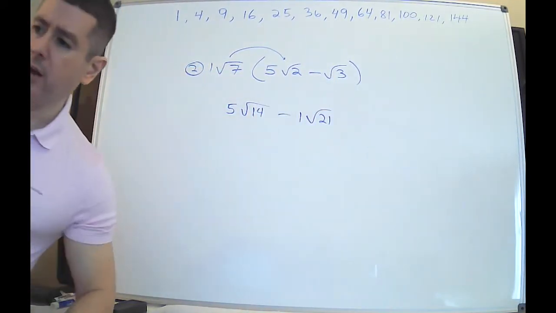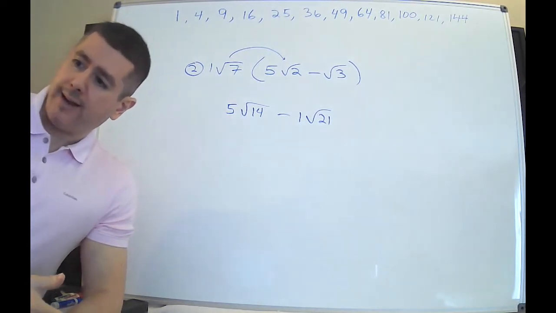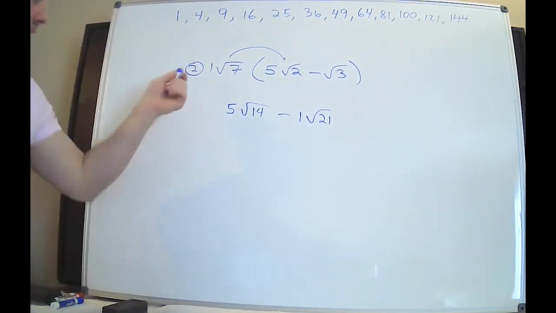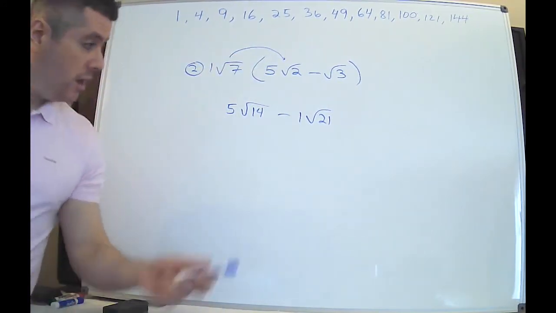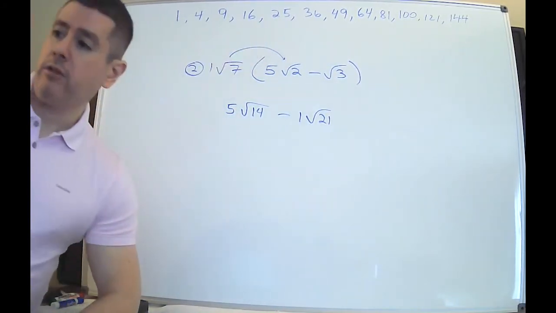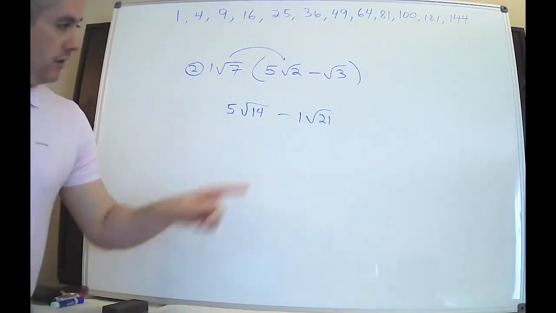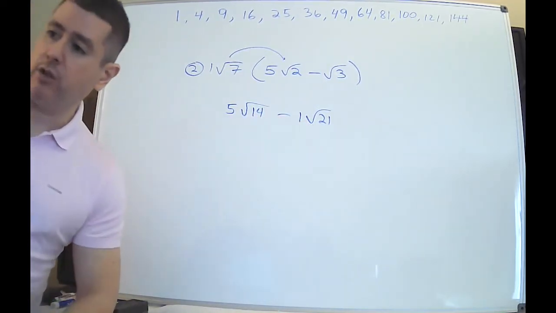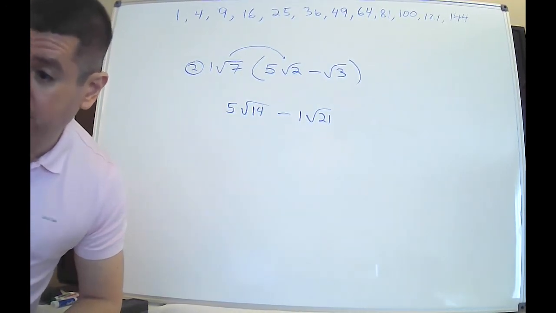Now, this is the part where you got to think a little. 14 and 21 don't break down any further. I mean, you just did 7 times 2 and 7 times 3. There's no point in you splitting them up. You can't write 14 as any of the perfect squares. So you stop. These aren't the same radical. This isn't radical 14, so you can't combine them. There's nothing left to do. It's that simple. The problem is that easy.